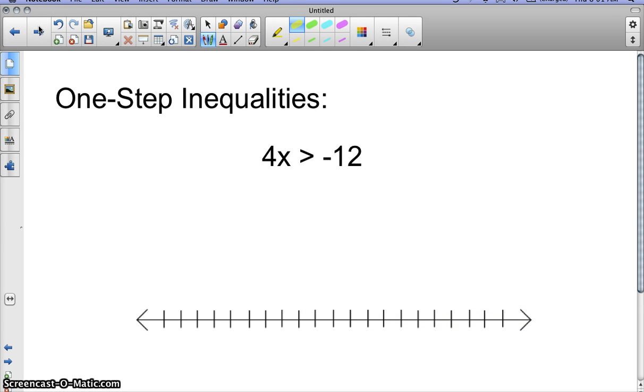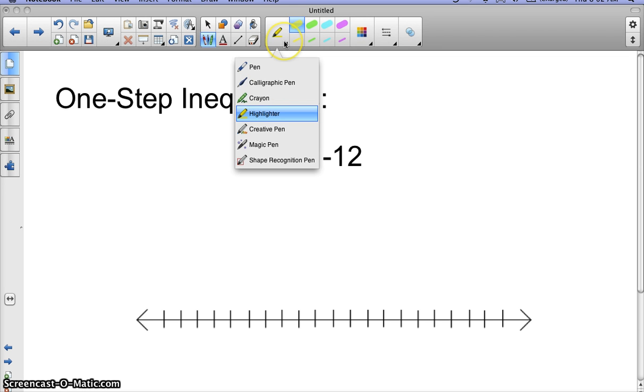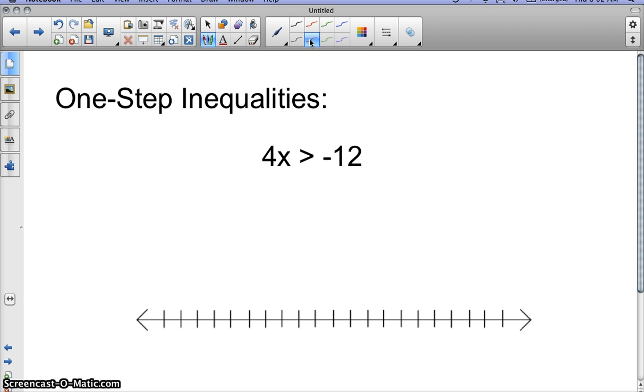Let's try another one. And we're back. Alright, so let's try this again. On this one, again, same thing. Set up your t-chart. We have 4x is greater than negative 12. So right now we have multiplication between the 4 and the x. In order to undo multiplication, we need to divide. So we're going to divide both sides by 4. As we do so, we end up with x is greater than negative 3.